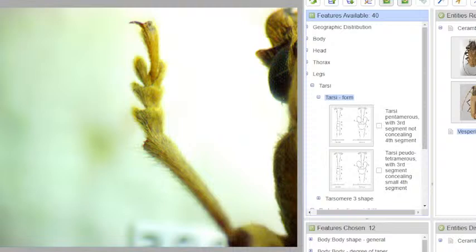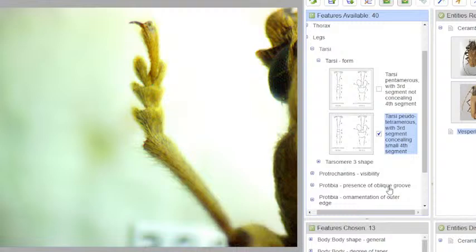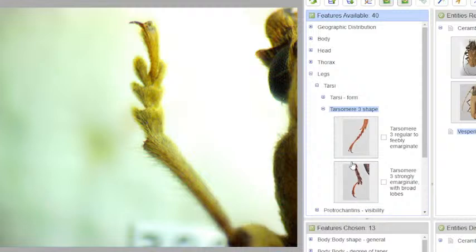And we call that pseudo-tetramerous because it looks like there's four, but it's pseudo because there's actually five. And if we're looking at the shape of that tarsi, we're going to say that it is strongly emergent with broad lobes.